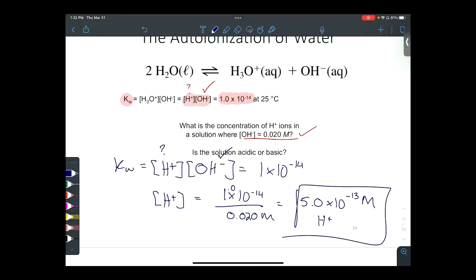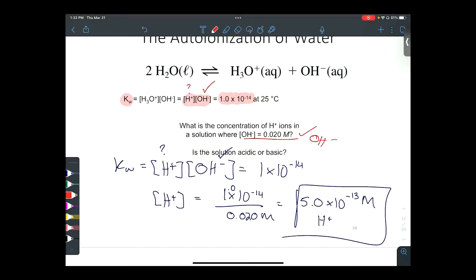So now the question is, based upon these answers, we have the concentration of H plus, we were given the concentration of OH minus. Do we think this solution is acidic or basic? Do we know? What looks more abundant, OH minus or H plus? Which number is bigger? OH minus is a bigger number, right?